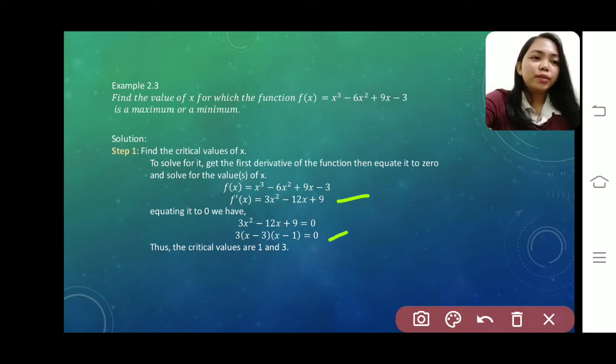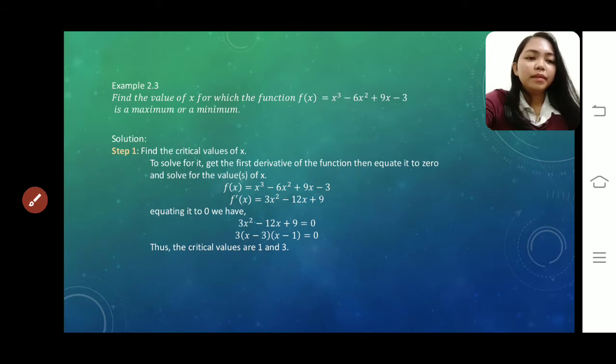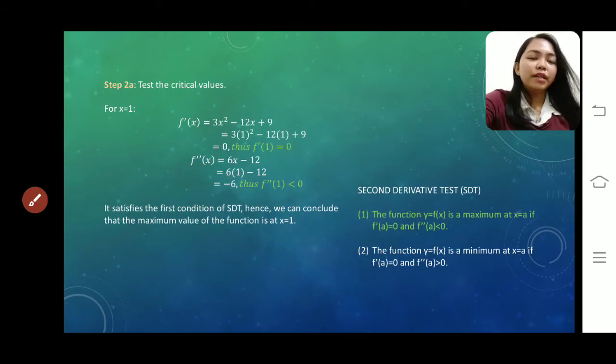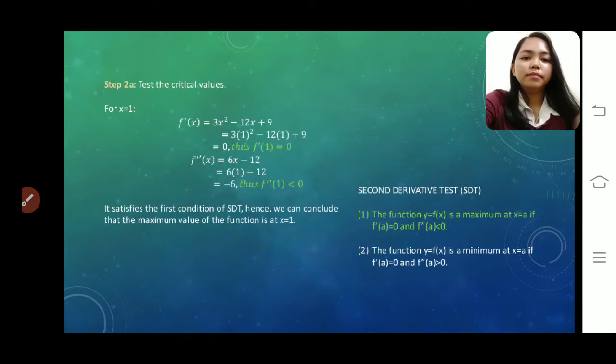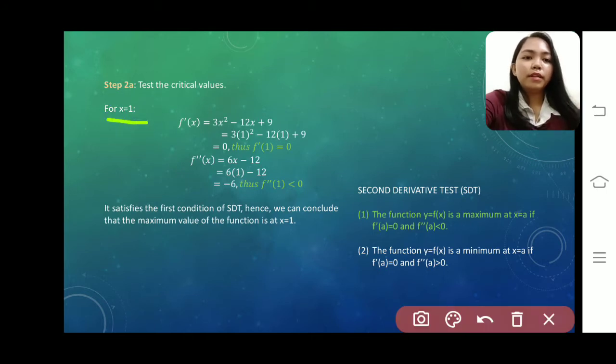So, naulit lang to. Kinuha natin yung roots nung x. Inequal natin siya sa 0. Therefore, we have the critical values 1 and 3. So, ang may iba lang sa ngayon is yung pag-test, yung way ng pag-test sa kanya. So, for x equals 1, sure naman tayo na at x equals 1, f prime of x is equal to 0. So, doon naman tayo proceed sa second derivative niya.